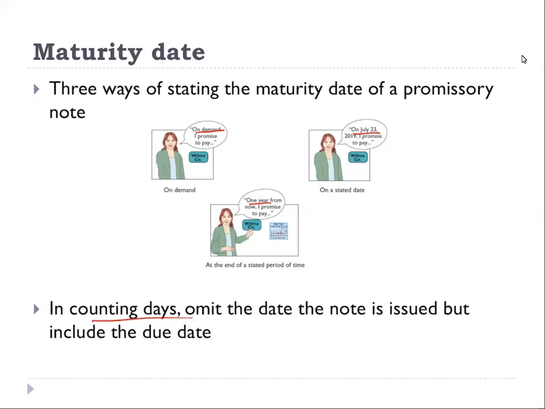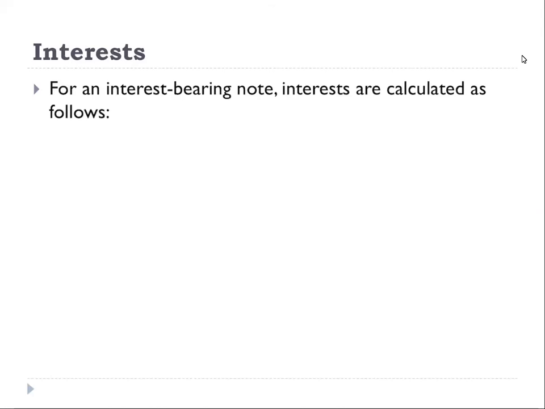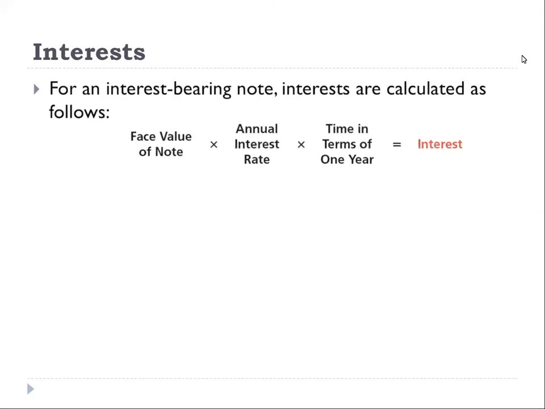When we are counting days, we usually omit the date the note is issued, but we need to include the due date. Another very important item on a promissory note is interest. If a note is interest bearing, interest is usually calculated as the face value of the note, multiplied by the annual interest rate, multiplied by time in terms of a year.